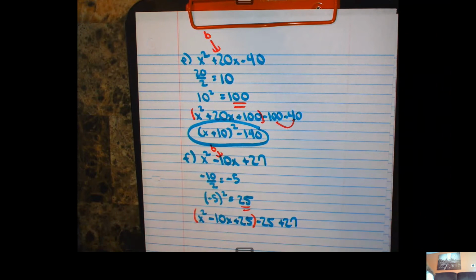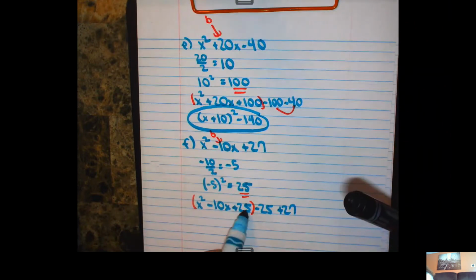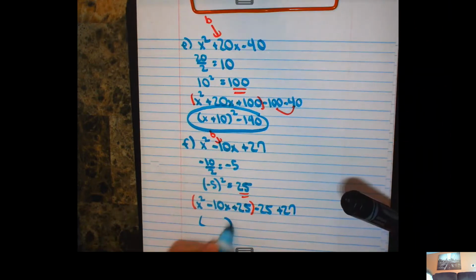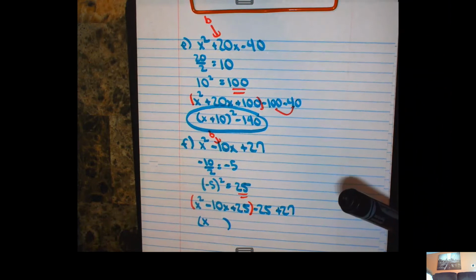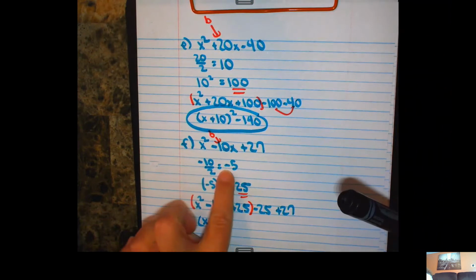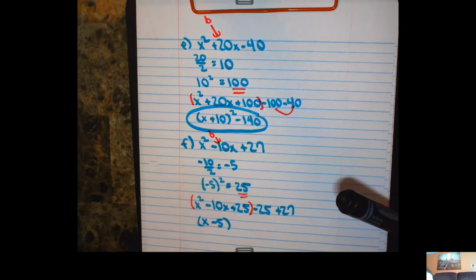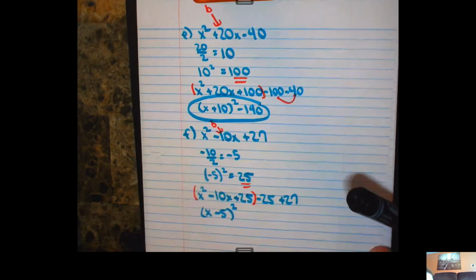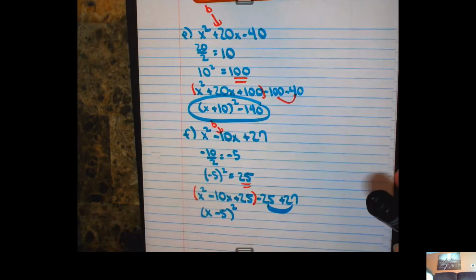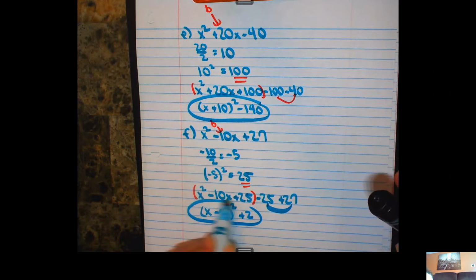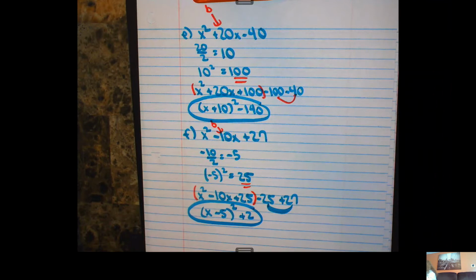I'm going to take these first three terms, since we added 25, it's a perfect square now. So we're going to put x in the front. Half of negative 10 is negative 5, so that goes with the x, so minus 5. Don't forget your squared. And now we're going to combine these. Negative 25 plus 27, that's a positive 2. So there's your answer.